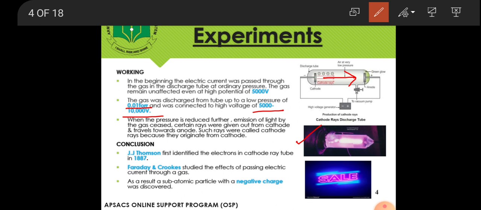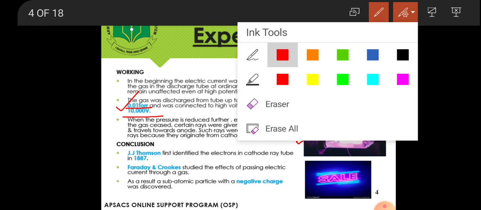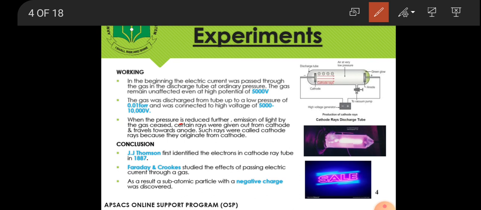In this case, the gas becomes a conductor. When the pressure is lowered to 0.01 torr, the gas became a conductor. The electric discharge took place through the gas. The electricity was passed through the gas. When the pressure was further reduced, the emission of light ceased.